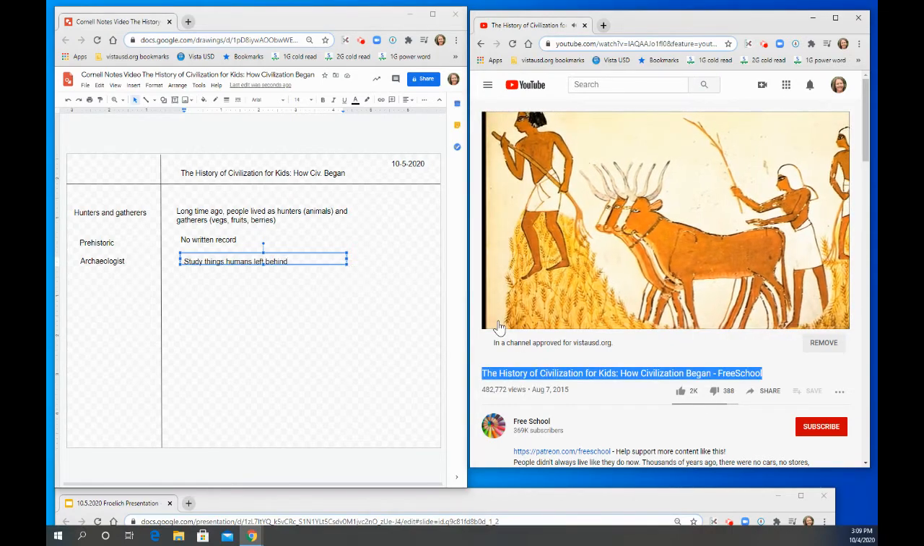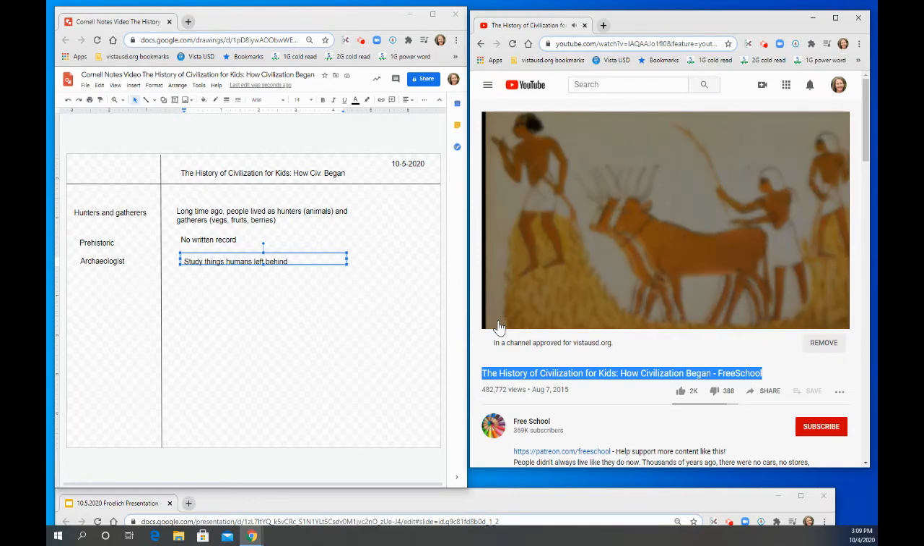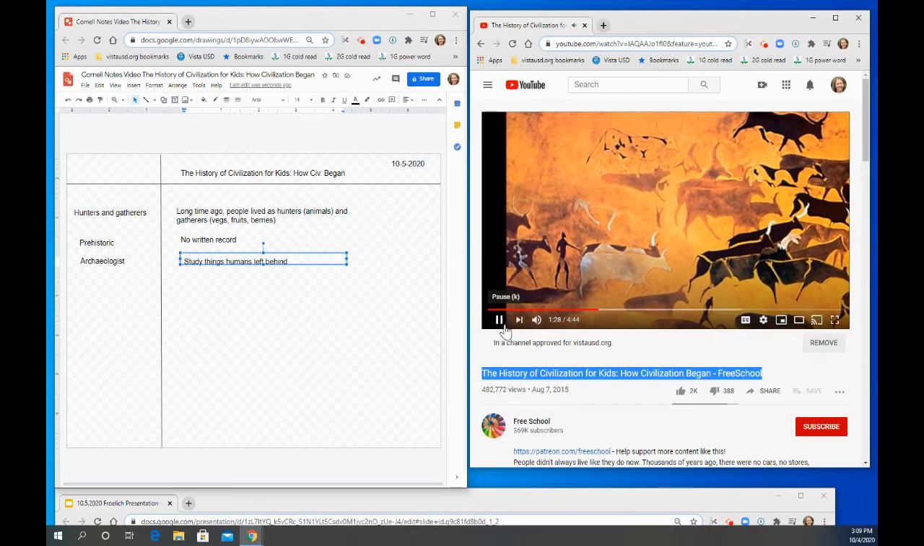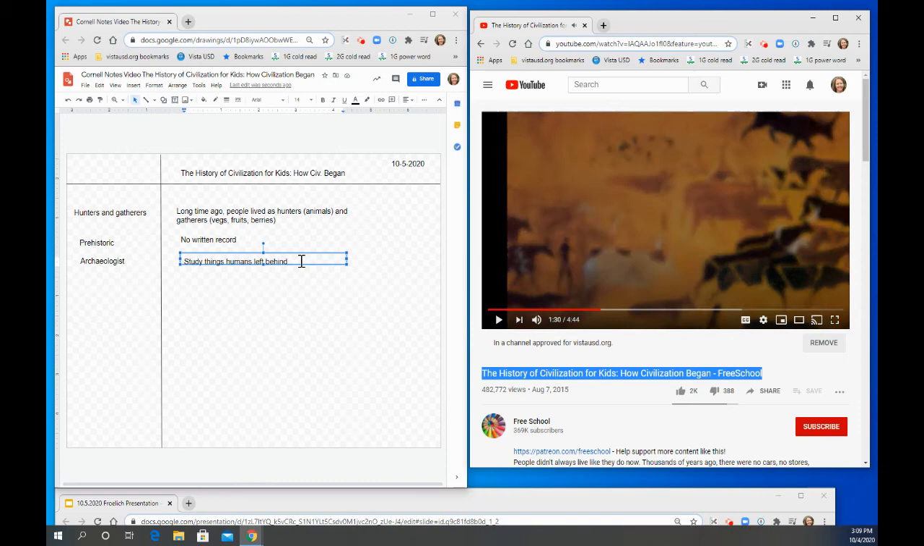Archaeologists discovered that at some point, the hunter-gatherers learned to grow their own food and domesticated animals like cows, pigs, chickens, and goats. So they learned how to grow their own crops and domesticate animals at some point in time. This is what archaeologists discovered. So I might want to add that to the same column of notes. Study things humans left behind. And then I'm going to put HG for hunter-gatherers, just so it's an abbreviation. Hunter-gatherers grew crops and domesticated animals.